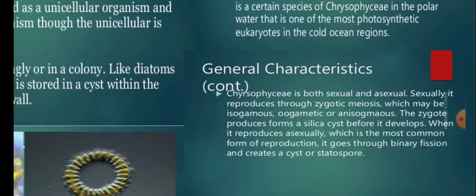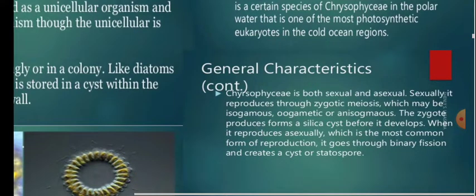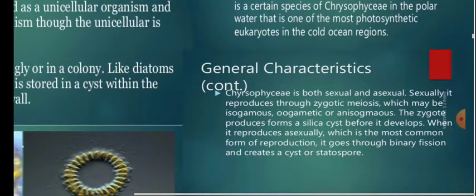Chrysophyceae show both sexual and asexual reproduction. Sexually, they reproduce through zygotic meiosis, which may be isogamous, oogamous, or anisogamous. Isogamous means both gametes are the same in shape, size, and structure. Anisogamous means one is differentiated. And oogamous means the size, shape, and structure are all different.